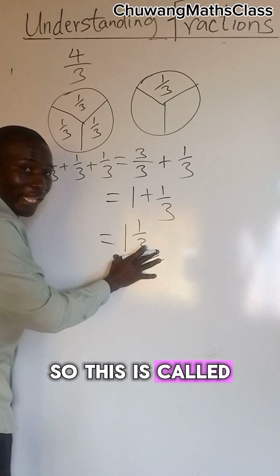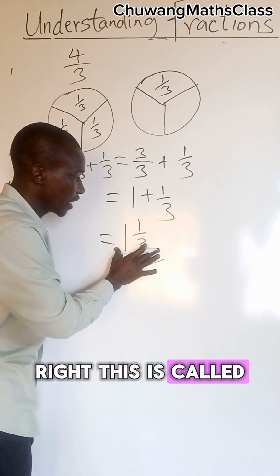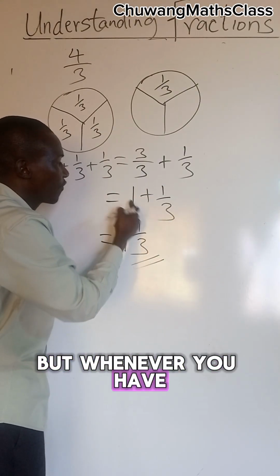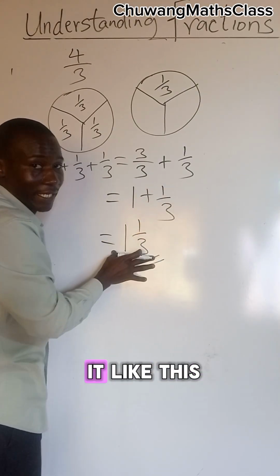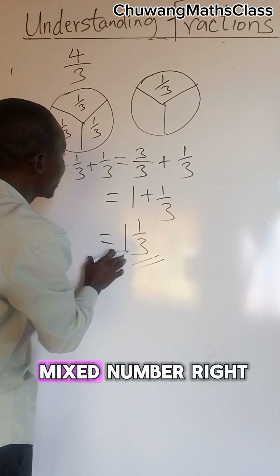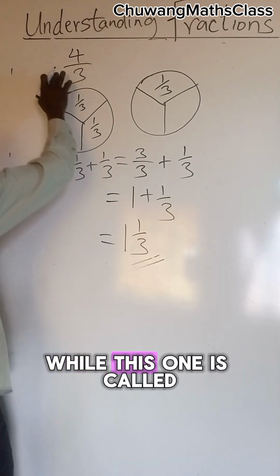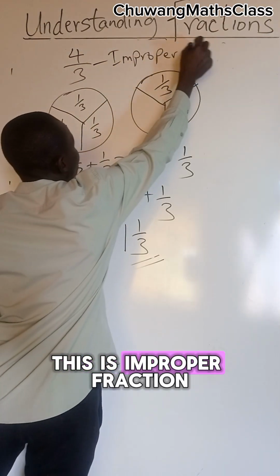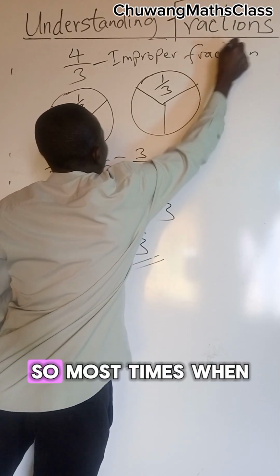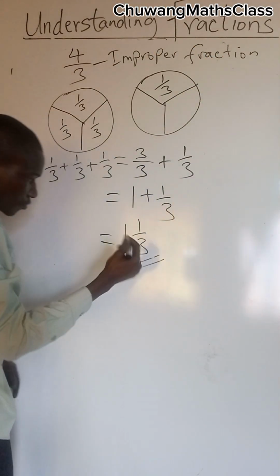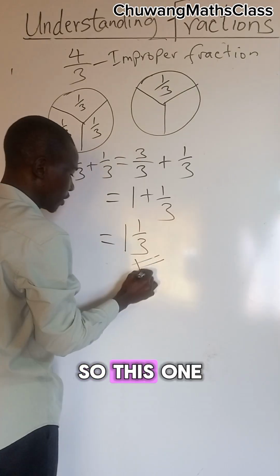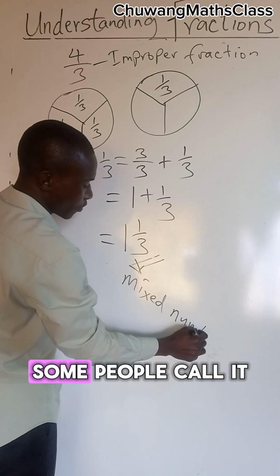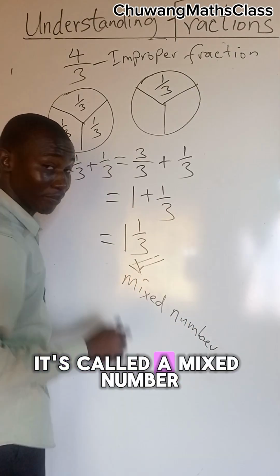So this is called a mixed number. I will show you other ways that we can solve this one. But whenever you have 1 plus any fraction, you can just write it like this. It's still the same thing. So this is a mixed number, while this one is called an improper fraction. Most times when you see an improper fraction, we convert it to a mixed number. Some people call it a mixed fraction, which is wrong. It's called a mixed number.